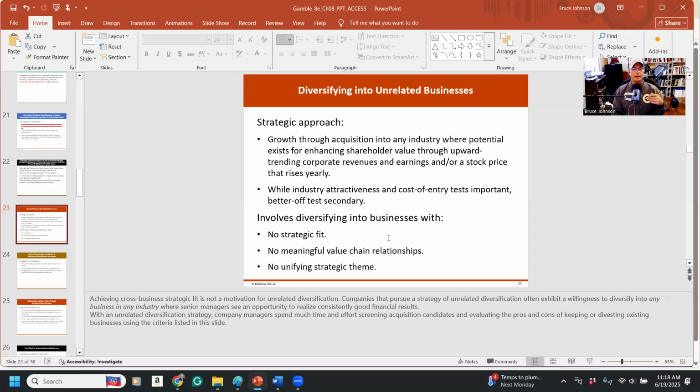They're defining a totally unrelated business where no strategic fit exists. There are no meaningful value chain relationships, and there's no unifying strategic theme. Even if you're looking at that, you want to do that three question test, which usually eliminates the unrelated business line. That's why I don't really like the textbook version of this; it's kind of like a trick. Actually, give me 1 second. We'll go back to the three question test.